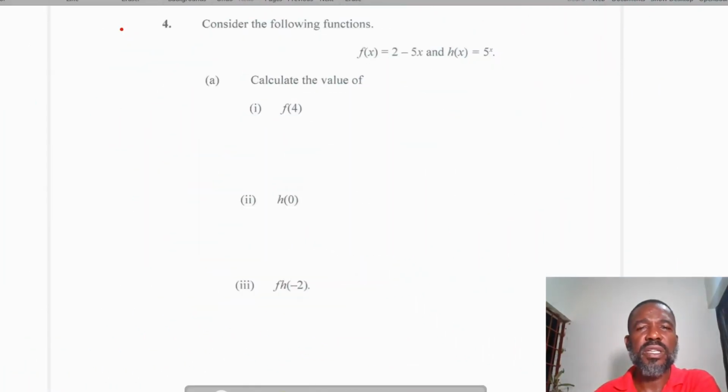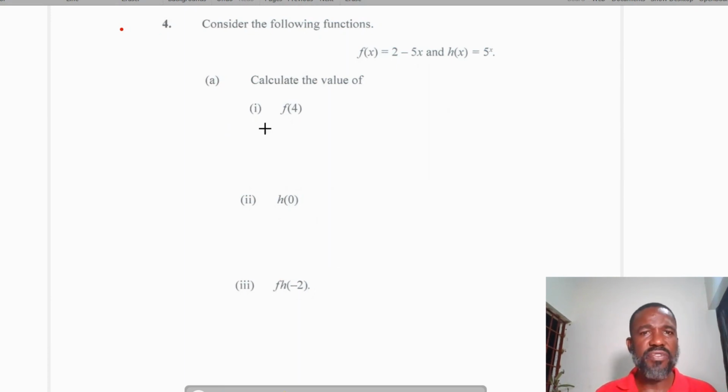In this video, we want to continue to look at the solution to the January 2024 paper. And in this question, we're looking at number 4. Now, number 4 is a function question, and it says, considering the following functions, f of x is equal to 2 minus 5x, and h of x is equal to 5 to the power of x. So we are to now go ahead and calculate for the value of x.